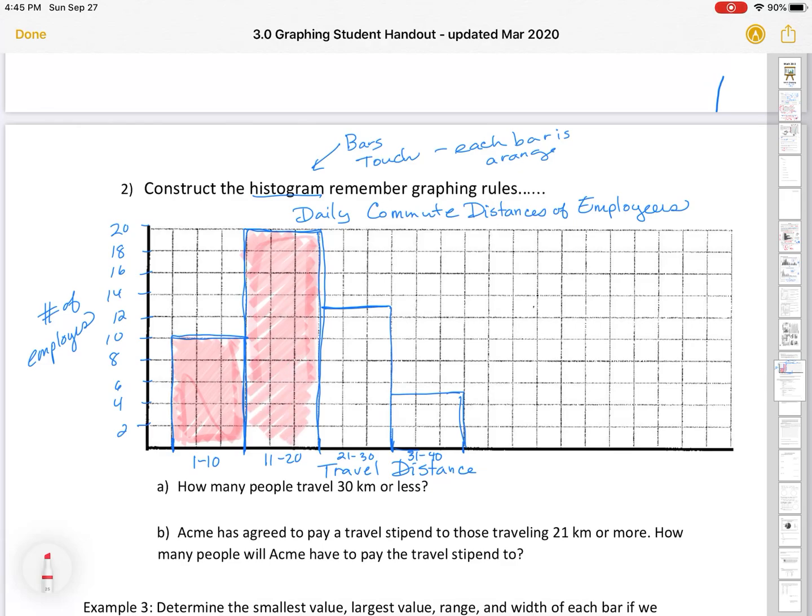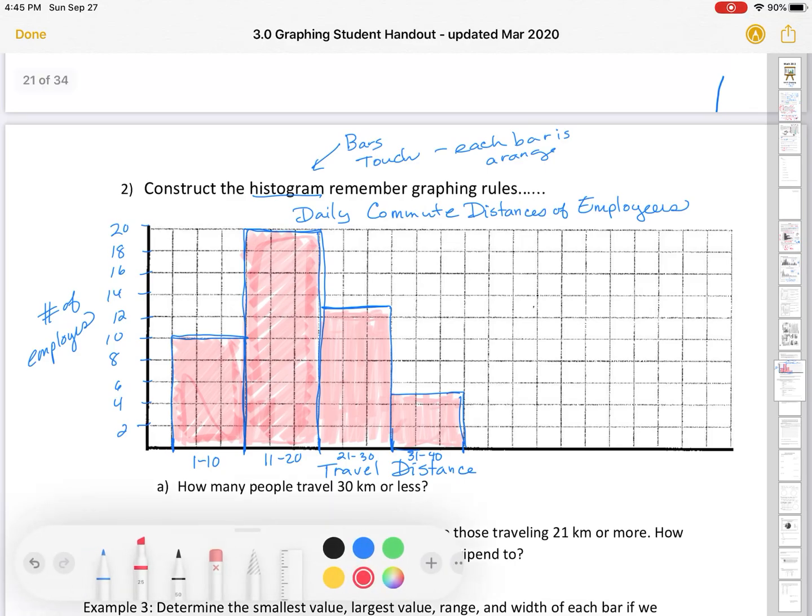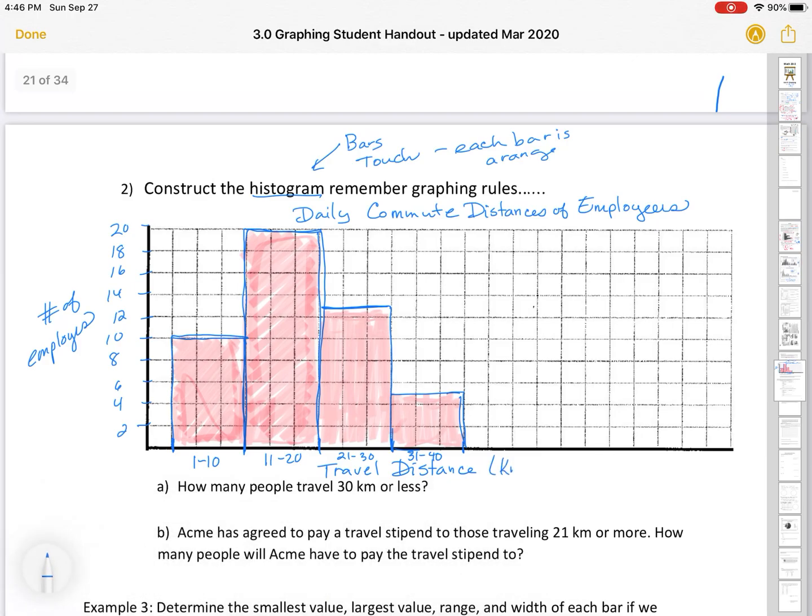But we can tell from this already what the trend is. The graph tells us a lot more pictorially than just a list of numbers do, right? It really gives us an idea of how far away the bulk of our employees live, okay? I did forget one thing here. This is in kilometers, okay? We want to make sure we have our units. So it says how many people travel 30 kilometers or less.